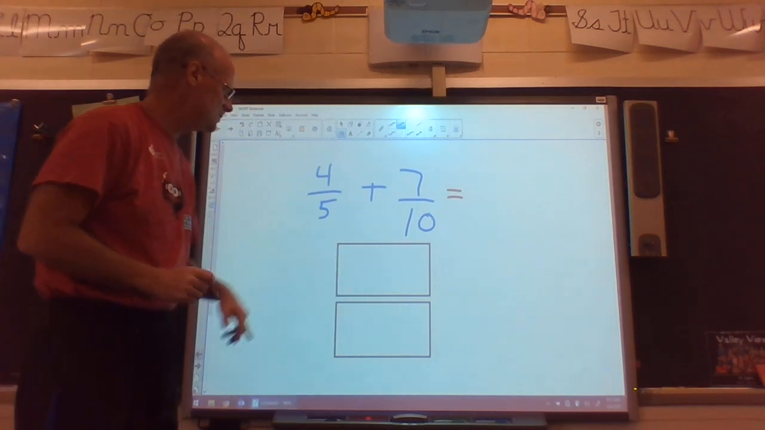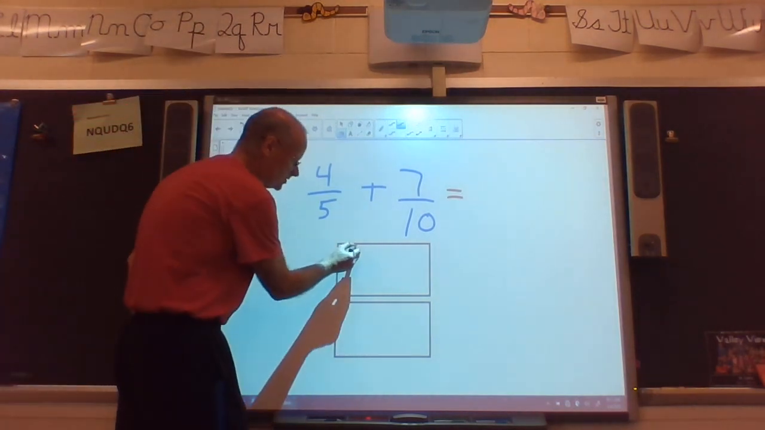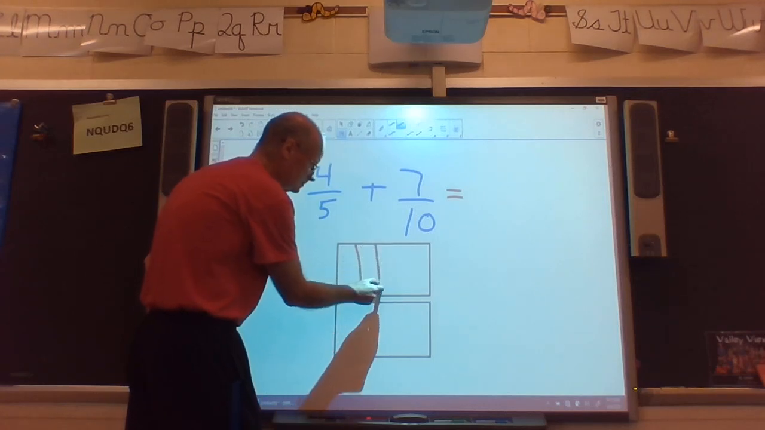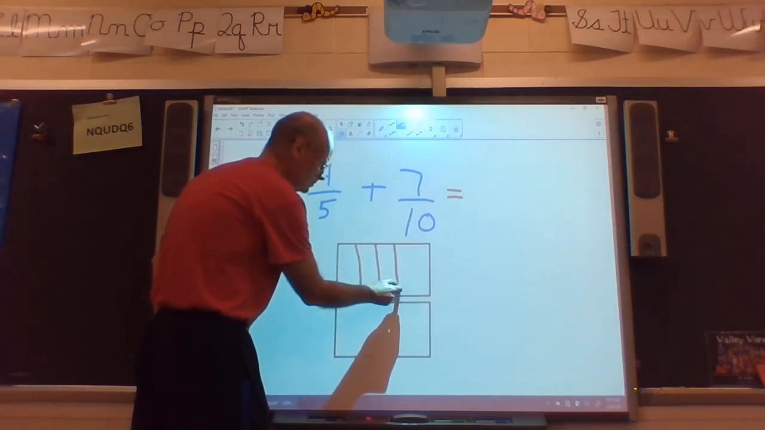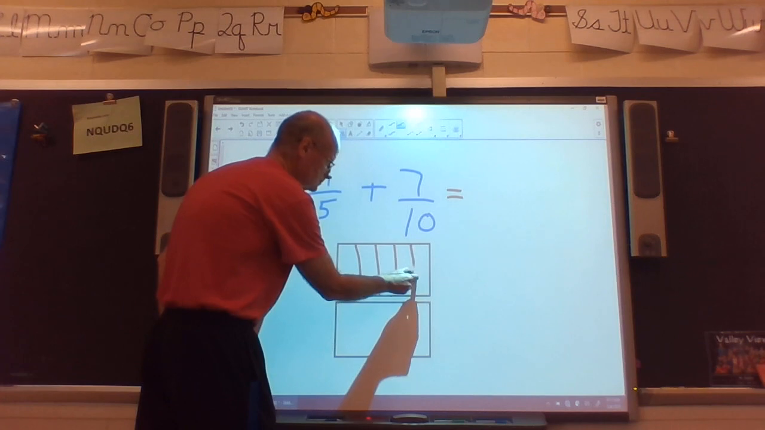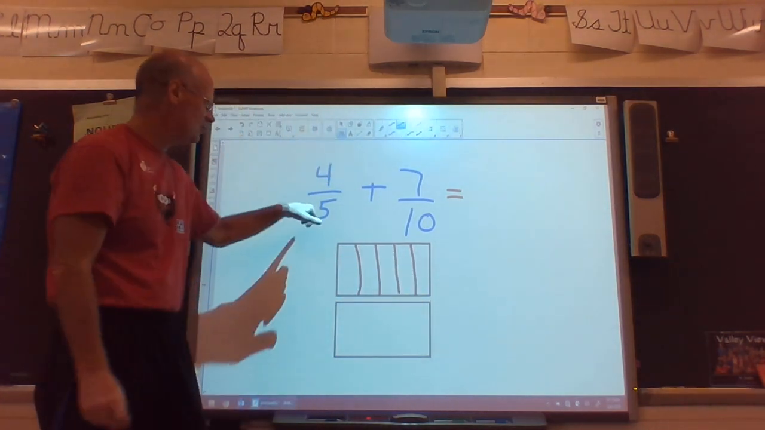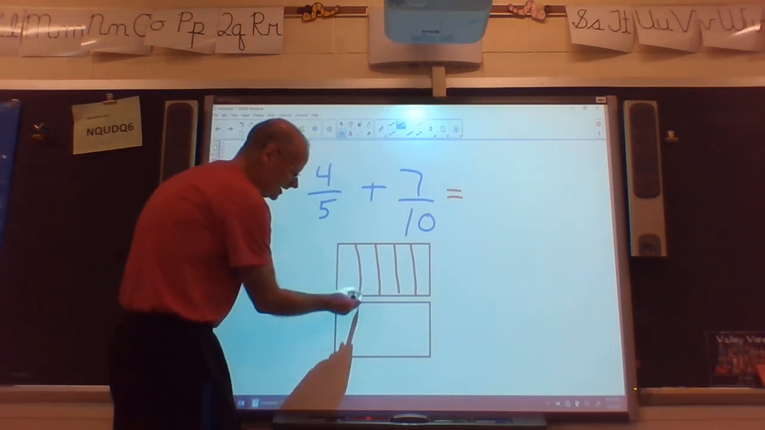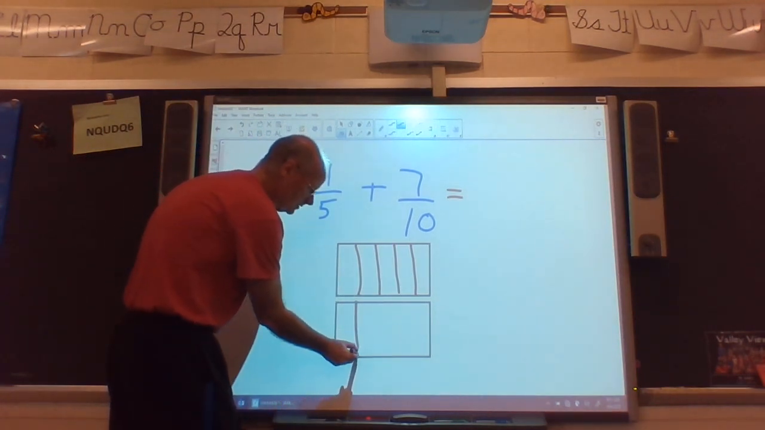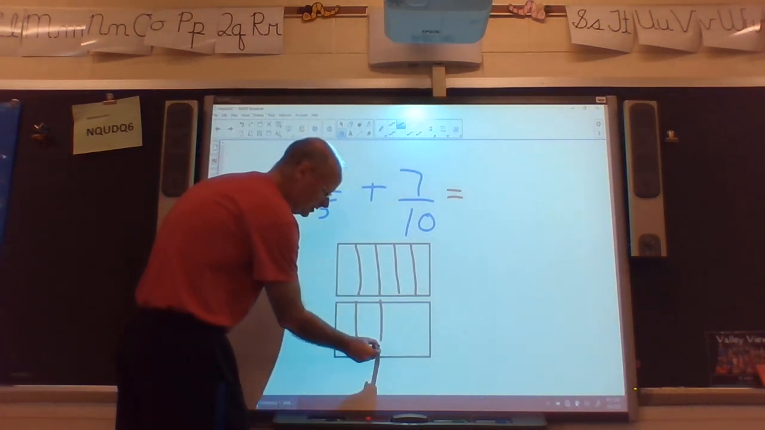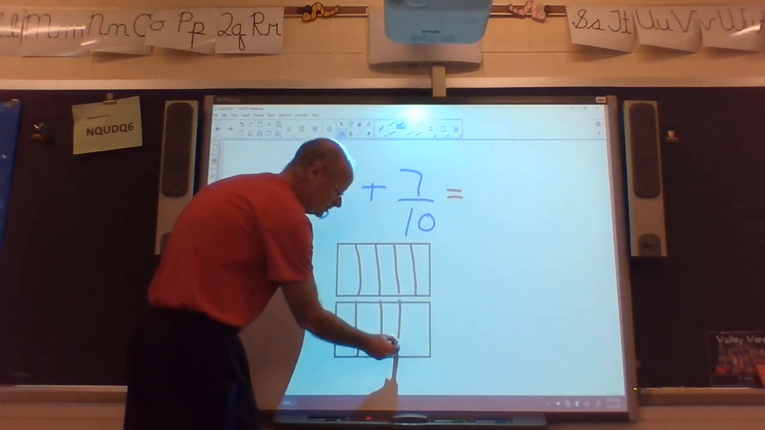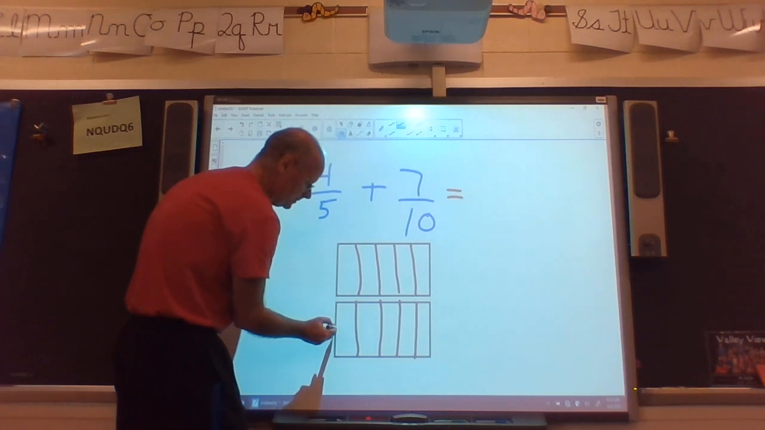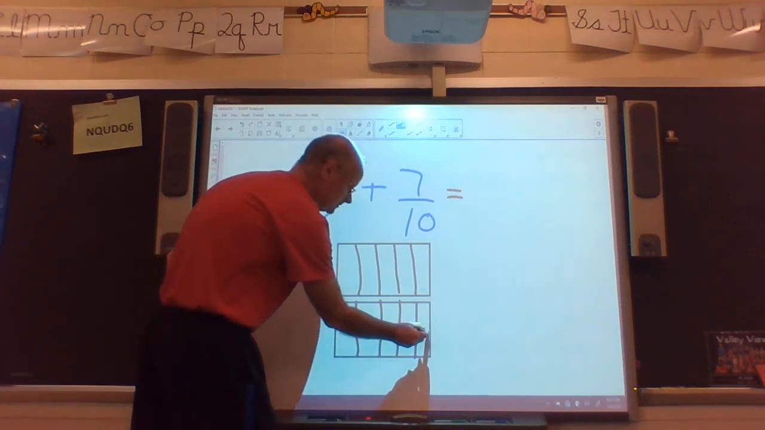So I'm going to cut this first one into fifths. And again, I'm going to try to be equal the best that I can. And I know that if I cut this into fifths and cut my fifths in half, I'll get 10. So I'm going to bring these fifths straight down. Even if they're unequal, they're as close as we can get. And I'm going to cut my fifths in half, and I'm going to get tenths.